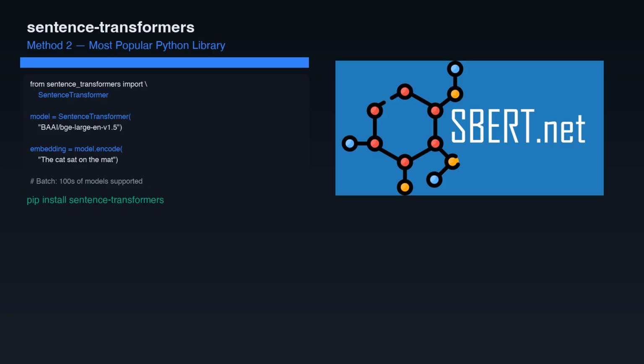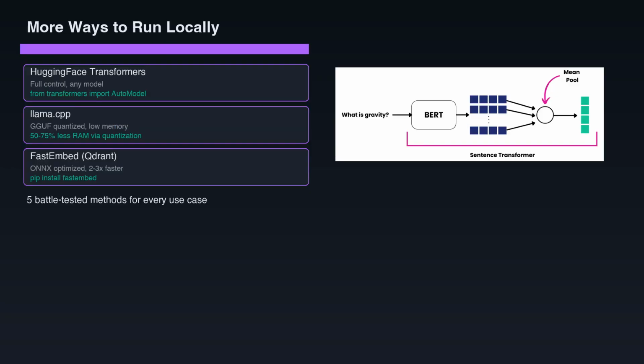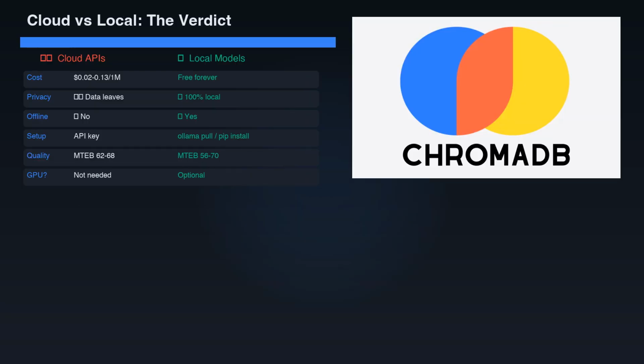The comparison matrix tells the story clearly. Cloud APIs cost money, send your data to external servers, and require internet. Local models are free, keep data on your machine, and work offline. The quality gap? For most RAG use cases, it's imperceptible. A real-world evaluation by Tiger Data showed OpenAI's large model at 80.5% accuracy versus Nomic Embed Text at 71% and BGE Large at 71.5%.